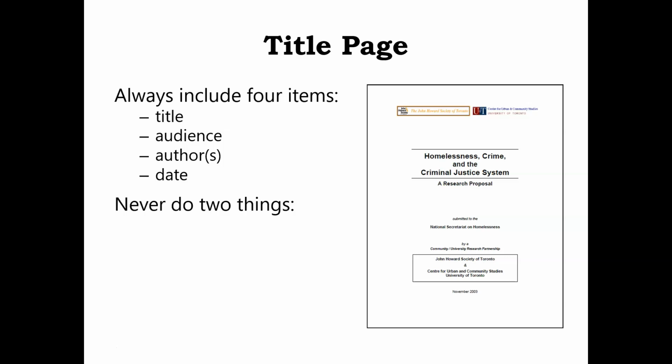2 things you should avoid in title pages. Including a title page in the TOC, because a table of contents is never going to include the front cover of a book, so you're not going to do the same thing with the report. And similarly, title pages don't get page numbers.